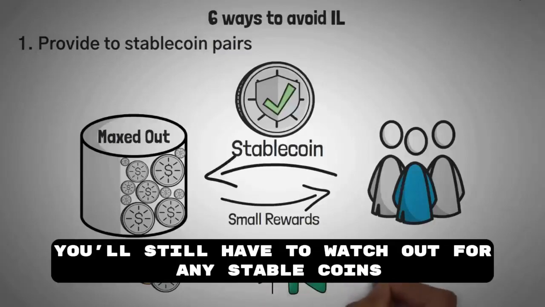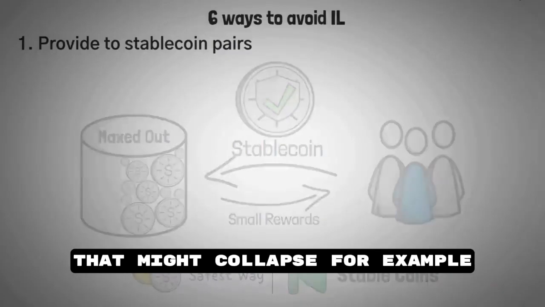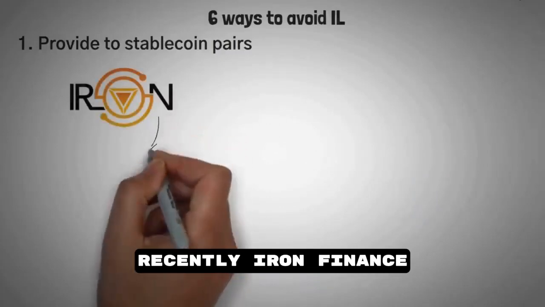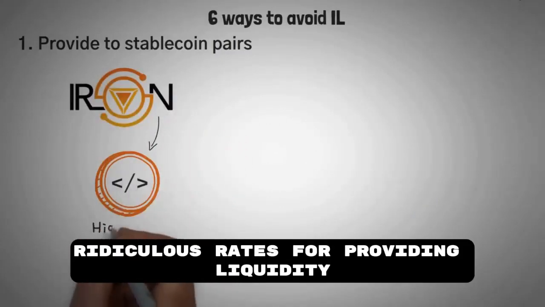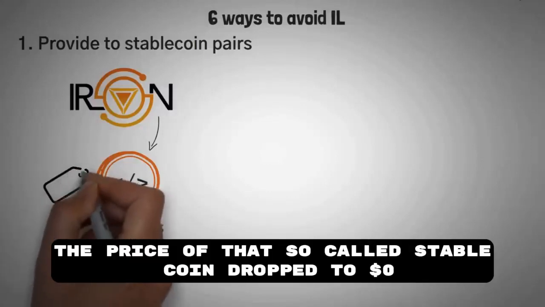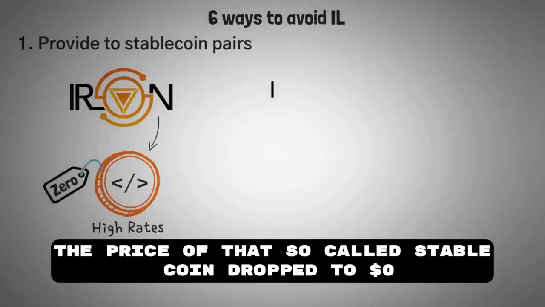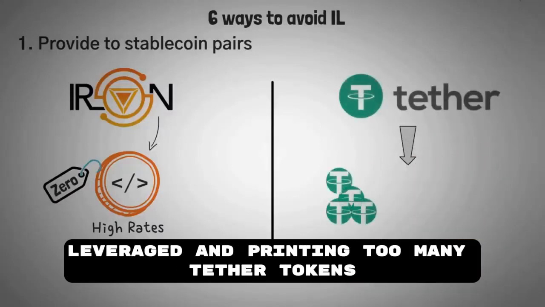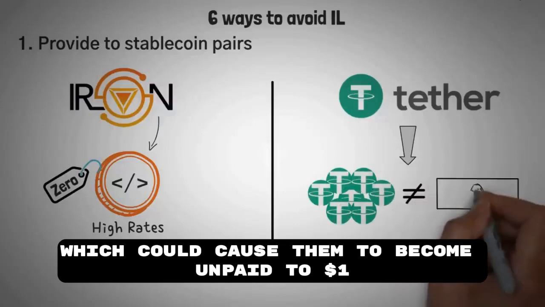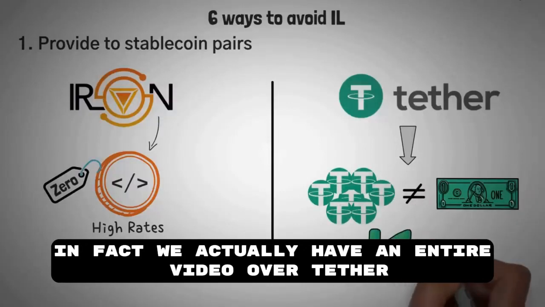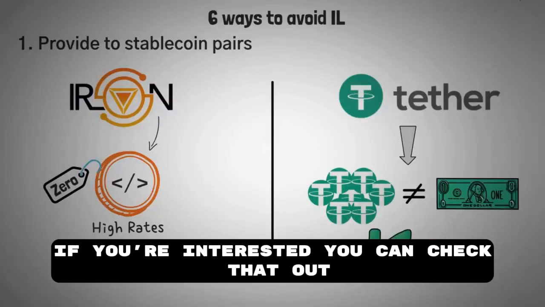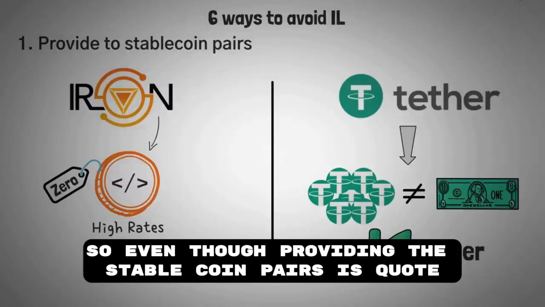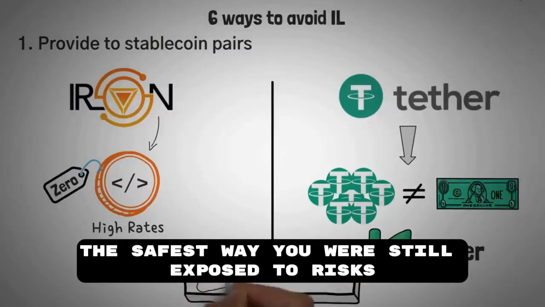You'll still have to watch out for any stablecoins that might collapse. For example, recently Iron Finance created a stablecoin that was giving out ridiculous rates for providing liquidity, and overnight the price of that so-called stablecoin dropped to $0. There are also many rumors that Tether is over-leveraged and printing too many Tether tokens, which could cause them to become unpegged to $1. In fact, we actually have an entire video over Tether. If you're interested, you can check that out. So even though providing to stablecoin pairs is, quote, the safest way, you are still exposed to risks.